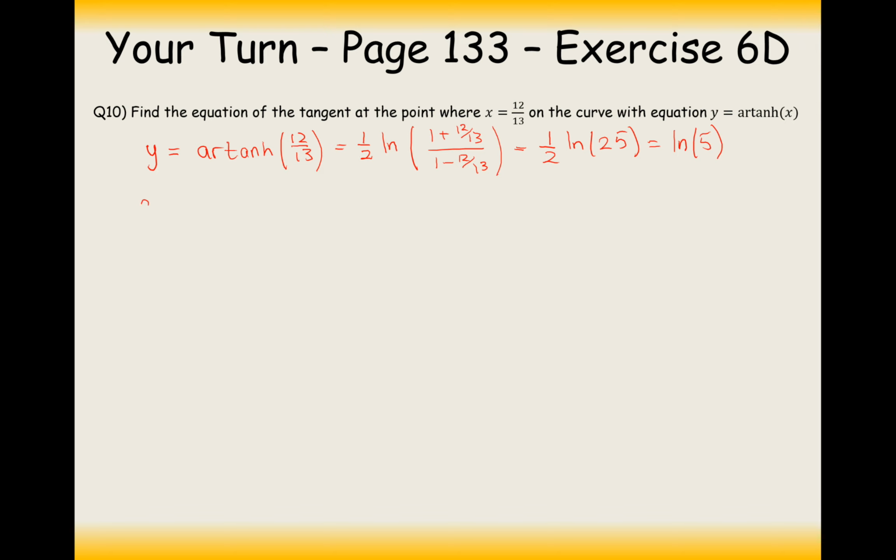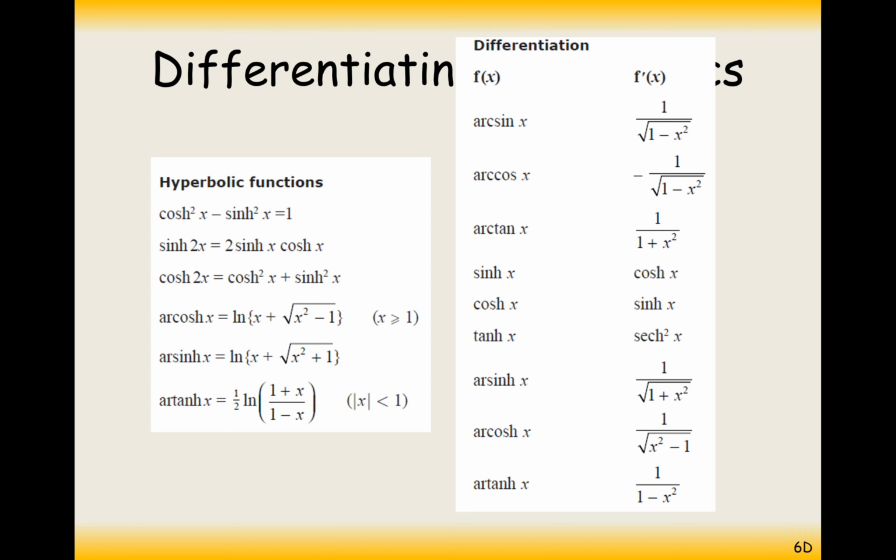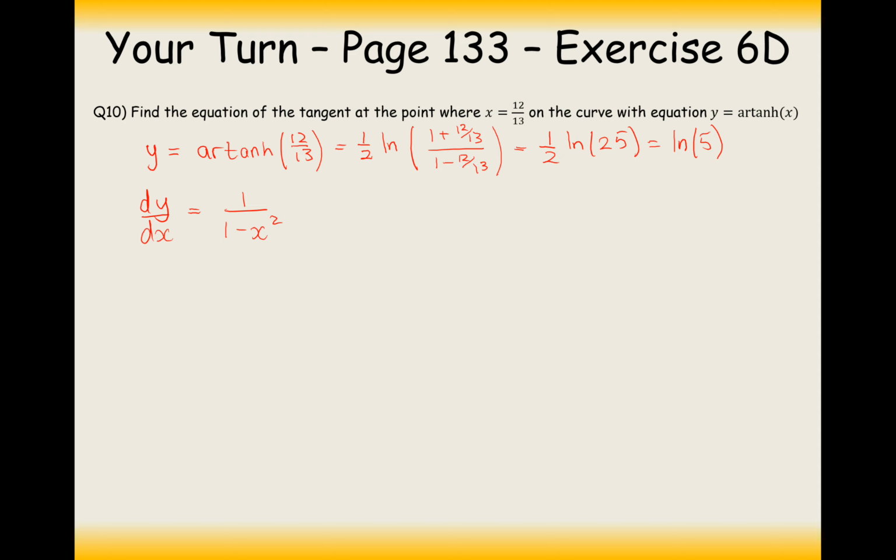Okay, so the next step is to differentiate it. So dy by dx equals 1 over 1 minus x squared. That is given to me in the formula booklet. If I go back and differentiate artanh, then it's there. So the next thing I need to do then is work out the gradient. When I plug in 12 over 13, it's going to be 1 over 1 minus 12 over 13 squared. And let's do that on the calculator then. Let's do 12 over 13 squared, and then we'll do fraction button 1 over 1 minus answer, 169 over 25.